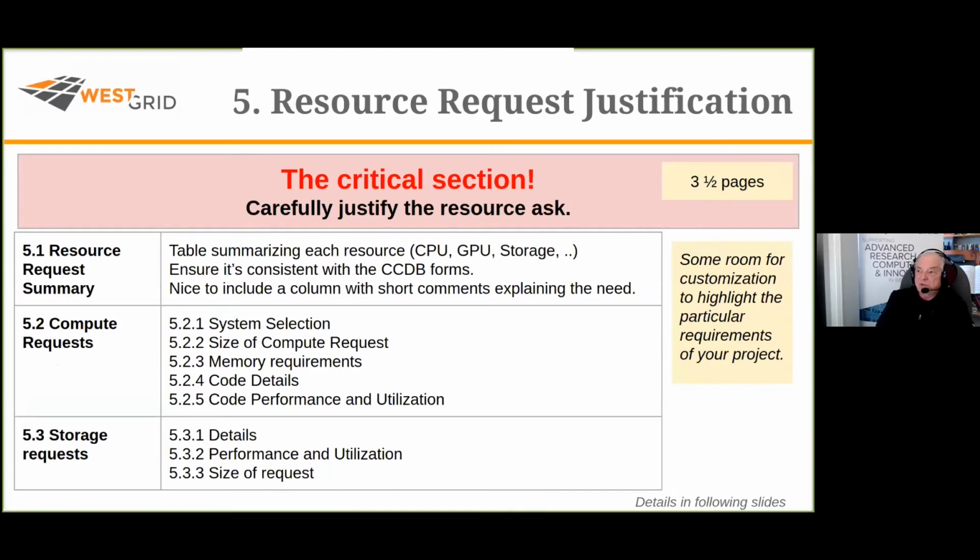The resource request justification, this is the critical section, and 3.5 pages, well, 3 pages, 4 pages, whatever, and really what it is that you're going to ask for. So there are 3 sections. The summary at the top, so that's a table, and that's one of the places where you should really be consistent with the form. They compute requests themselves, and yeah, the size of the system, how big. Those 5.2.1, 5.2.2, those are topics, headings in the template.